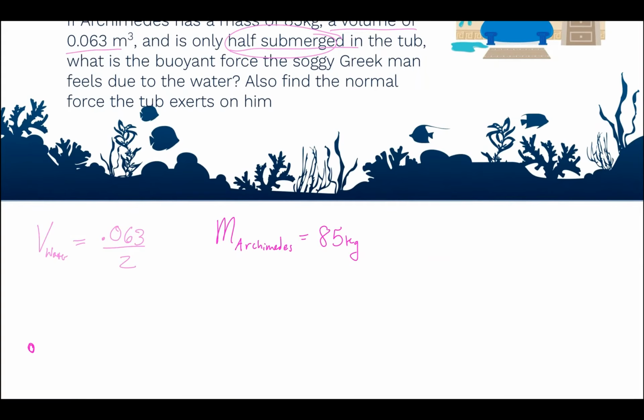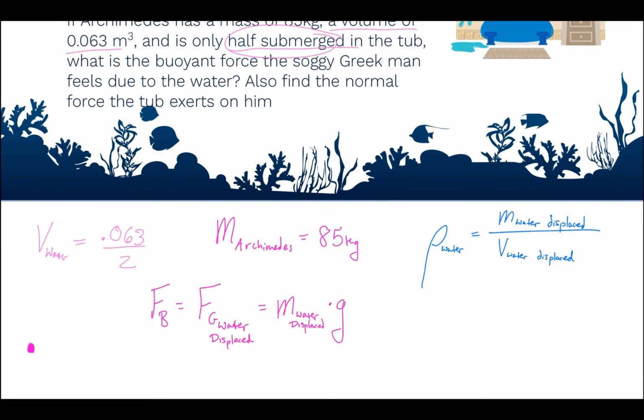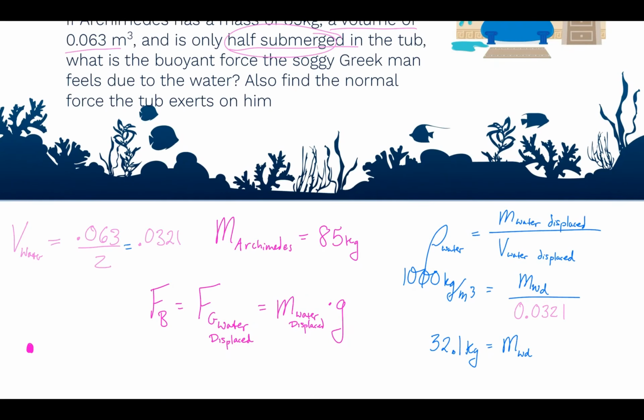is if we know the volume of the water and then also the density of the water. But we don't know the mass of the water displaced, so we're going to have to find that first, and we're going to find that with density. So the density of water is 1,000 kilograms per meter cubed. And that's going to be equal to the mass of the water displaced divided by the volume of the water displaced, which is this 0.063 divided by 2. And I get 32.1 kilograms for the mass of the water displaced.